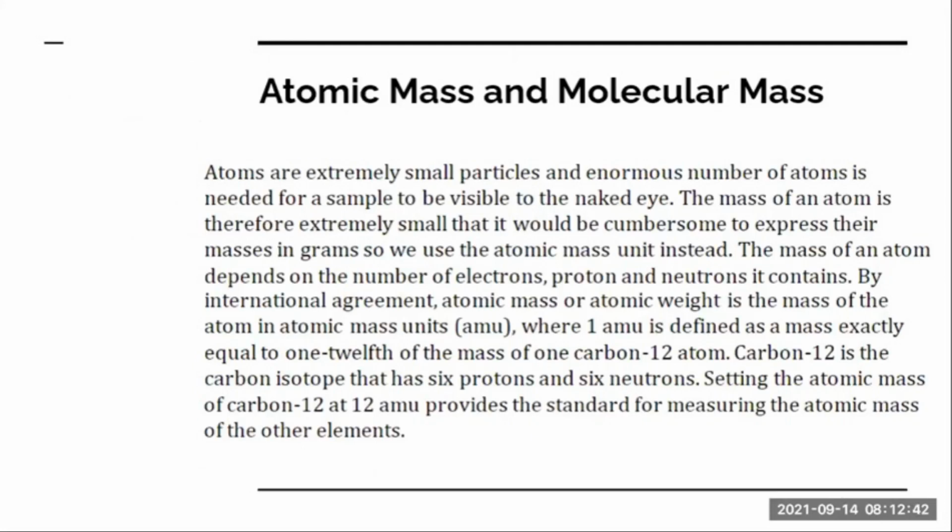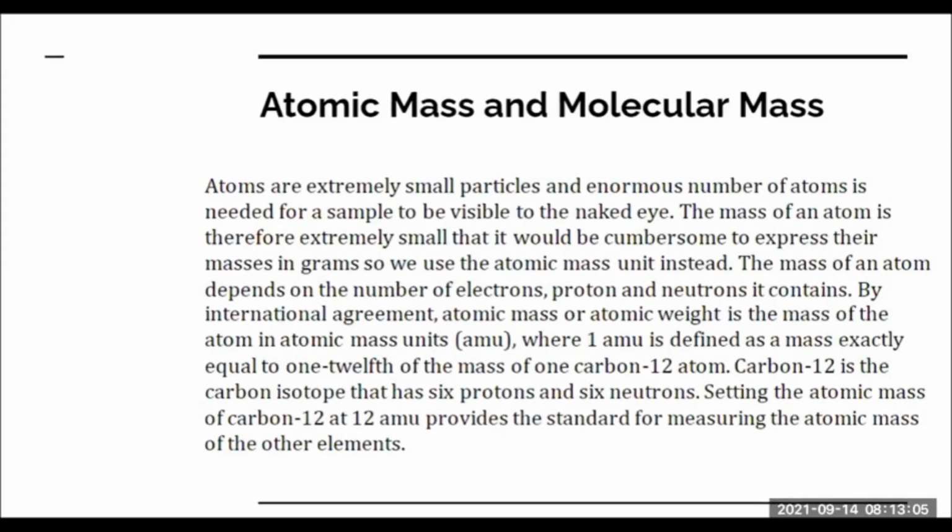The mass of an atom depends on the number of electrons, protons, and neutrons it contains. By international agreement, atomic mass or atomic weight is the mass of the atom in atomic mass units, where 1 AMU is defined as a mass exactly equal to 1/12 of the mass of one carbon-12 atom. Carbon-12 is the carbon isotope that has 6 protons and 6 neutrons. Setting the atomic mass of carbon-12 at 12 atomic mass units provides the standard for measuring the atomic mass of the other elements.